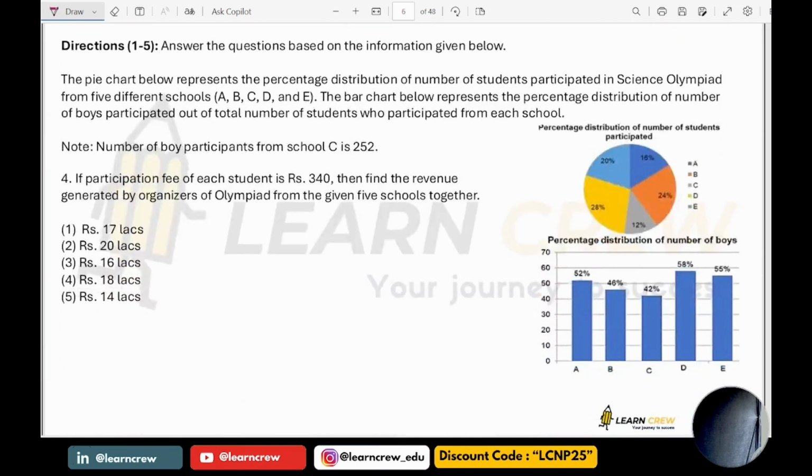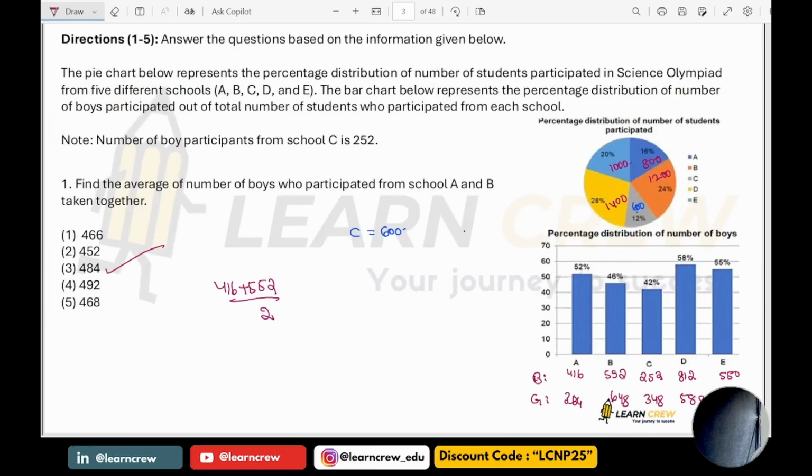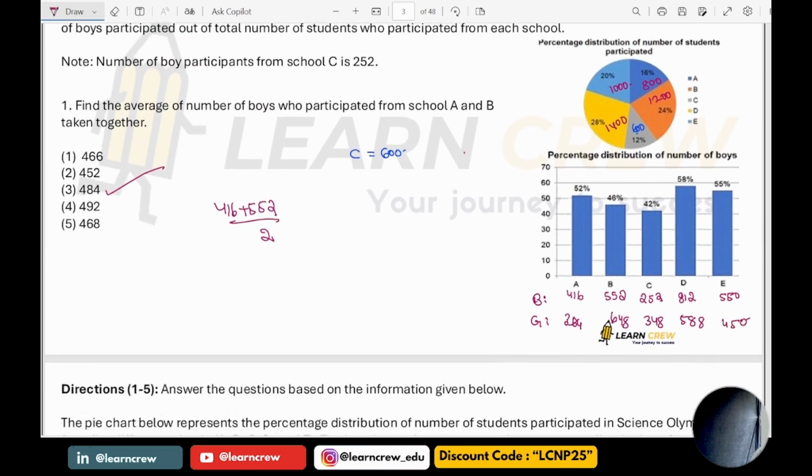Next, if the participation fee of each student is 340 rupees, then find the revenue generated by the organizers of the Olympiad. Please see here.